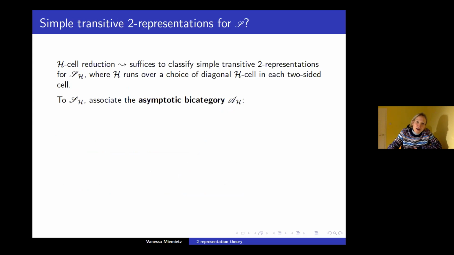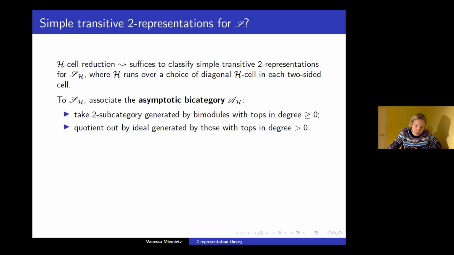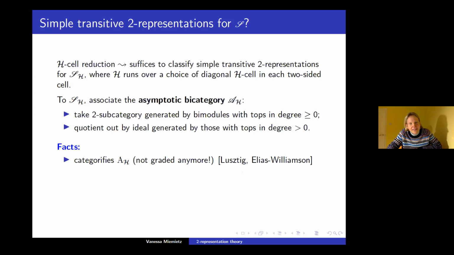And then to that S_H, you can associate an asymptotic bicategory, where, roughly speaking, we take the 2-subcategory which is generated by those bimodules which have tops in non-negative degree, and then we kill the ideal generated by those which have tops in strictly positive degree. Okay, so that gives this asymptotic bicategory. This, in different descriptions, is due to Lusztig and Elias–Williamson. And this categorifies the asymptotic Hecke algebra.